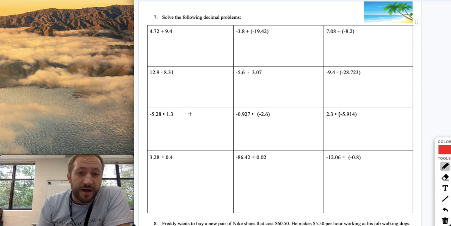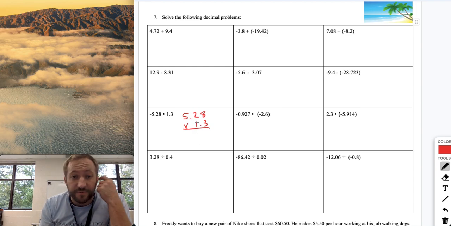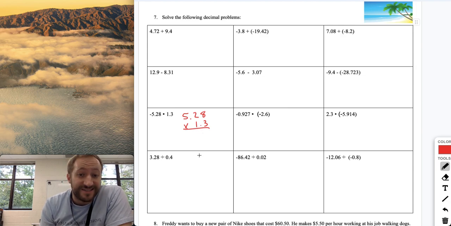So whenever I multiply, I've got 5.28 times 1.3. Notice how when I multiply, I don't have to line the decimals up. They can go anywhere. In fact, I can completely ignore the decimals until I get my answer. If this was 528 times 13, the math would be the exact same as if I am thinking about it right here with the decimals. The decimals only really affect your answer because I have to put a decimal in it.